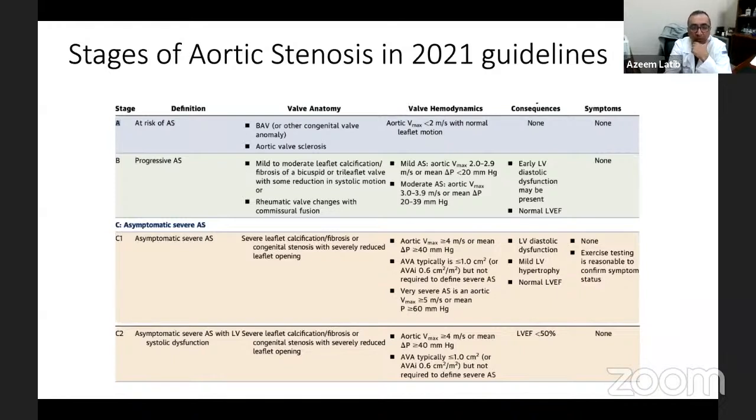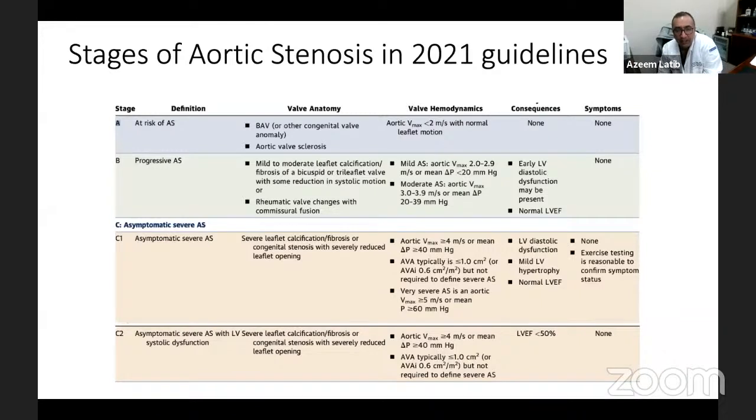Then they have stage B, progressive aortic stenosis. This is someone with mild to moderate leaflet calcification, fibrosis of a bicuspid or trileaflet valve with some reduction in systolic motion, and all rheumatic valve changes with commissural fusion. Now the velocity starts increasing from 2 to 2.9. It's called mild AS if the velocity is 2 to 2.9 and a gradient less than 20. Moderate AS is defined as a gradient from 20 to 39 and/or a velocity of 3 to 3.9 meters per second. These patients usually have no symptoms, have a normal ejection fraction, and may have early LV diastolic dysfunction.